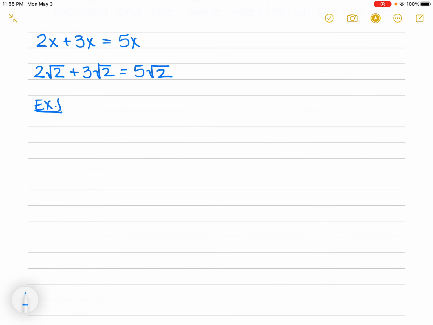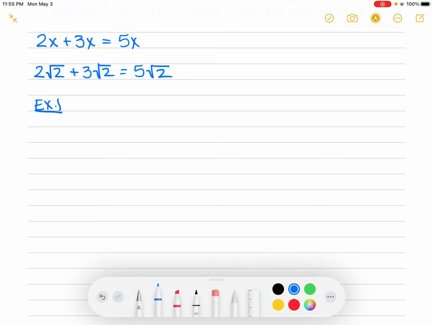Now, before I do example 1, sorry, let me erase that. Okay, let's go over some rules. First, you're going to simplify each radical, and that's going to be in a later example. And then number 2 is you're going to combine like radicals.